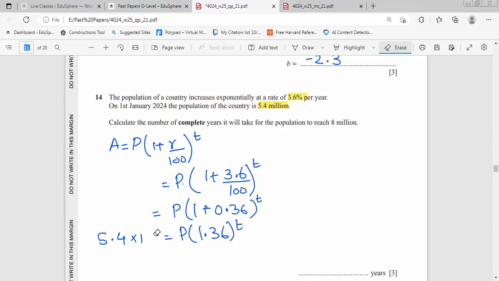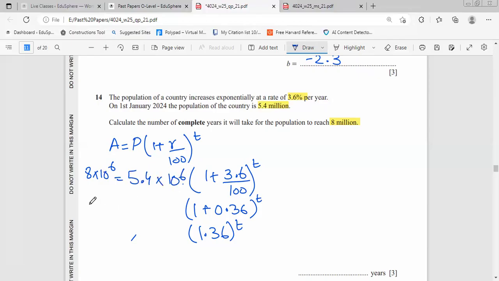This is 8 million. So I'm going to replace this with this. The rest of the steps are exactly equal. And it's very important to always read the question carefully. So the final value is 8 million. I'm going to replace the final value with 8 million, which is 8 times 10 raised to the power 6, equal to 5.4 times 10 raised to the power 6 times the factor. Now I'm going to divide the 8 million by 5.4 million.